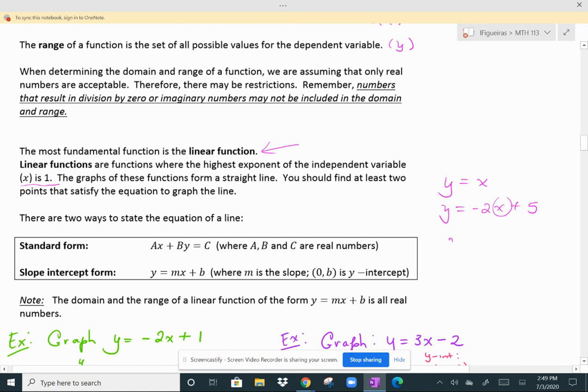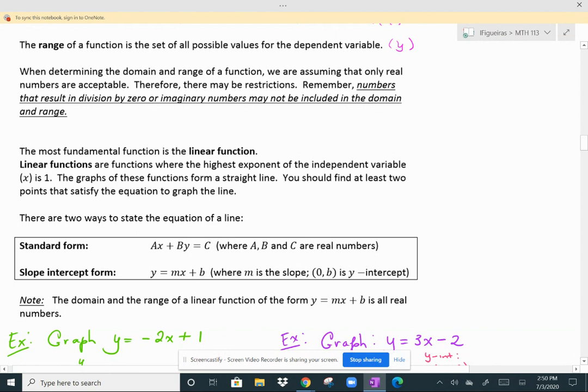But this is not a linear function. That's actually a quadratic function. And this one's also not a linear function because although the x is to the first power, it's actually in the denominator. So if I were to write it in a different way, this is to the negative 1. So you can't have x in a denominator and consider it a linear function. And we'll talk about all these other functions, quadratics and rationals and whatnot, later in the course.